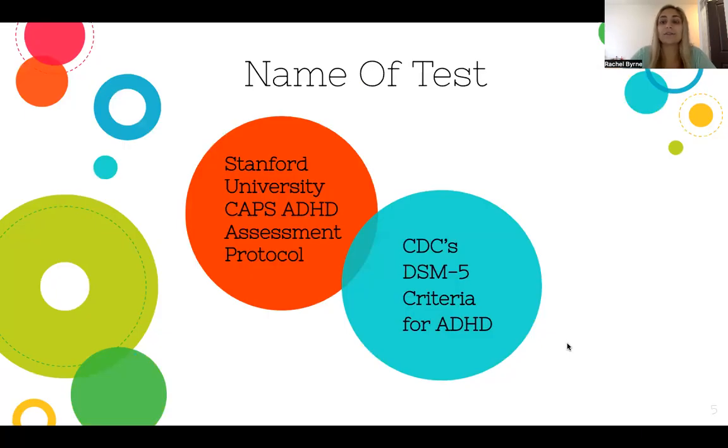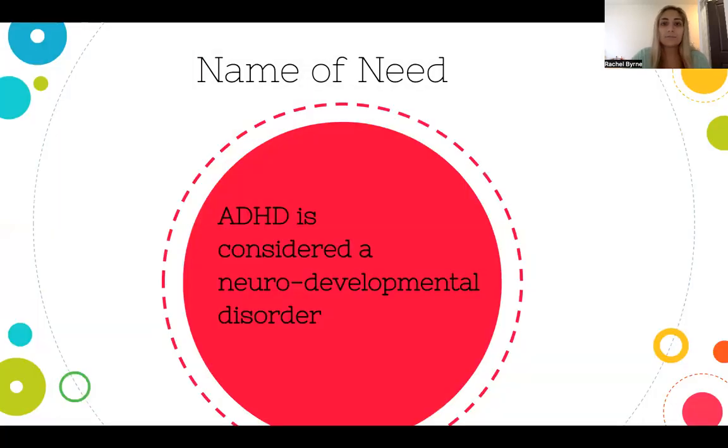I did some research on this topic, and I found some names of exams that students have taken in the past, like the Stanford University CAPS ADHD assessment protocol tool. This was some of the research, and we'll get into more information about that. So the name of the need: ADHD is considered a neural development disorder, and this is what students are diagnosed with. We'll get into more depth of what they need and how to control this disorder.